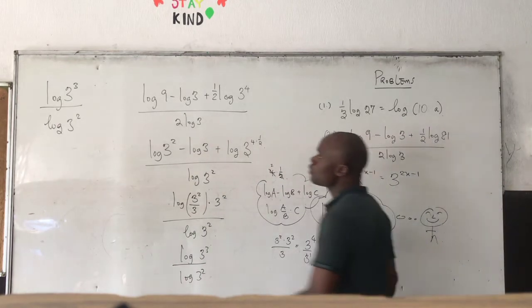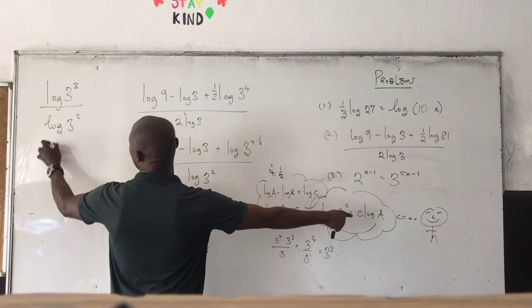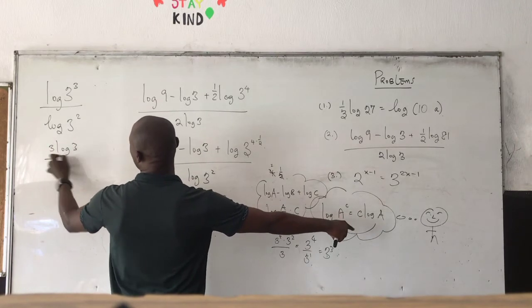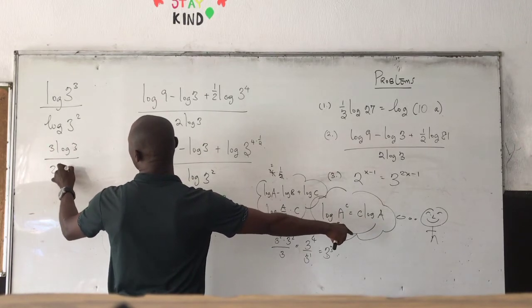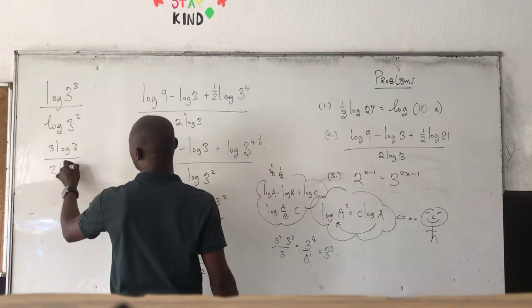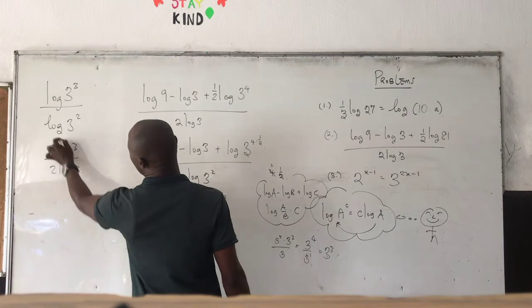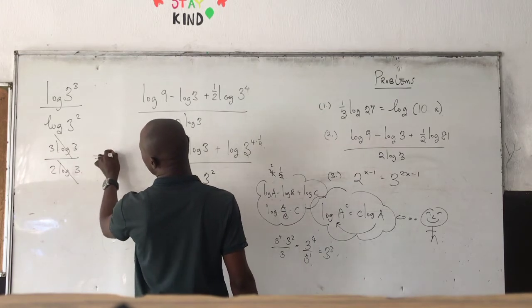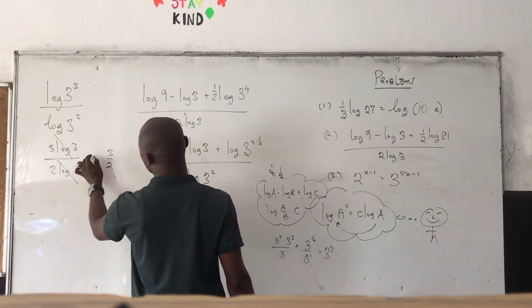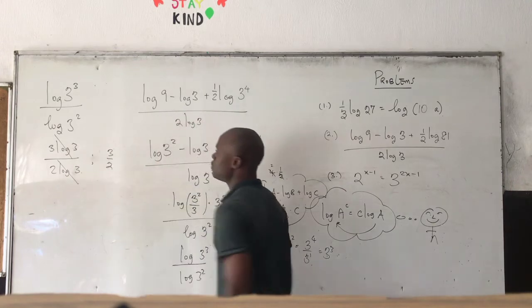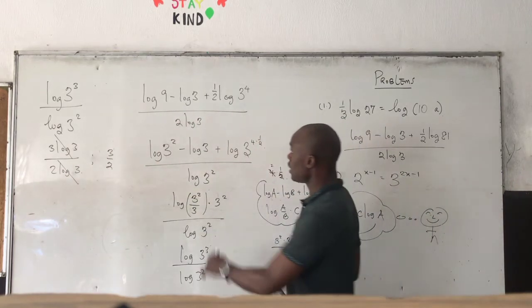Still use this principle and have 3 log 3 divided by 2 log 3. I'm sorry, 3. So we can do a cancellation for which we have our answer to be 3 over 2. So our answer is 3 over 2. So that's the answer to it.